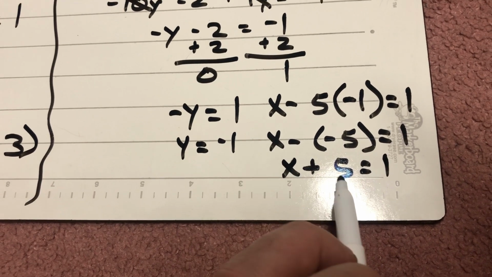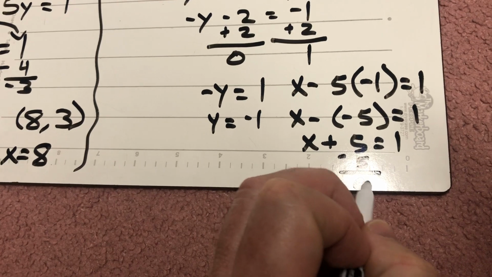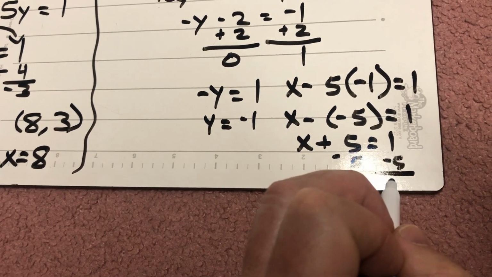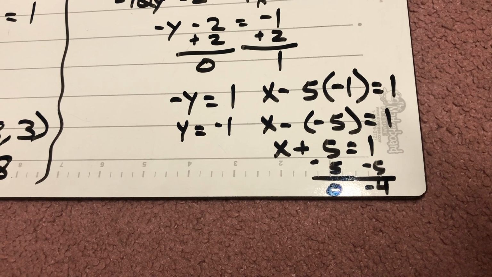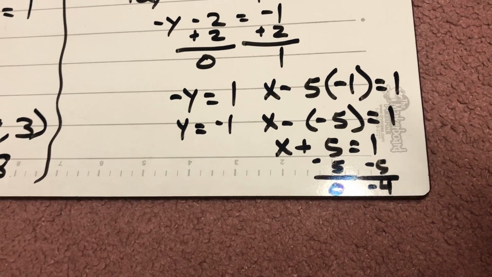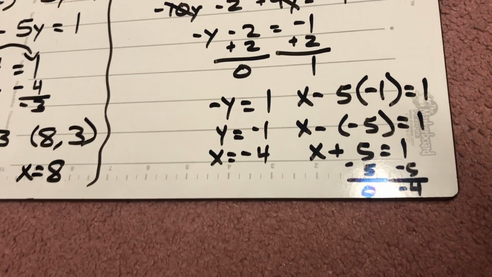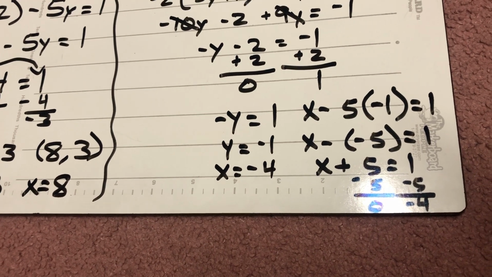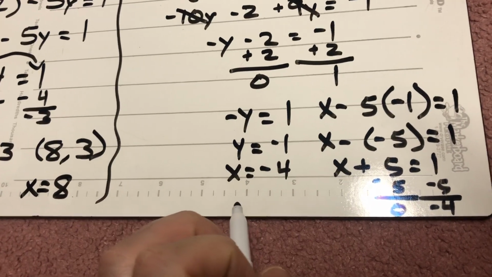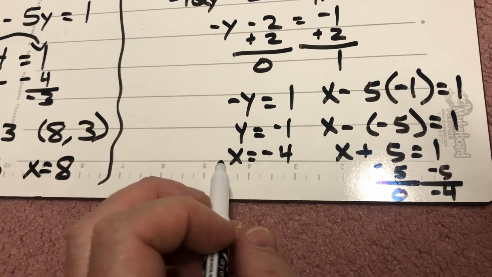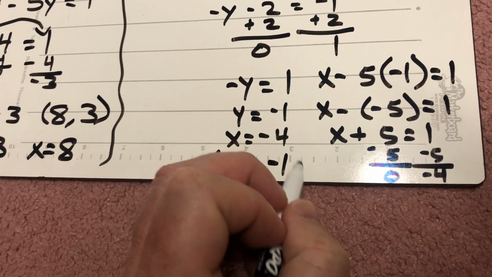And if I subtract 5 from both sides, minus 5 is 0, minus 5, I get -4, okay? I end up with x equals -4. And if x equals -4, okay, then my intersecting point is -4, -1.